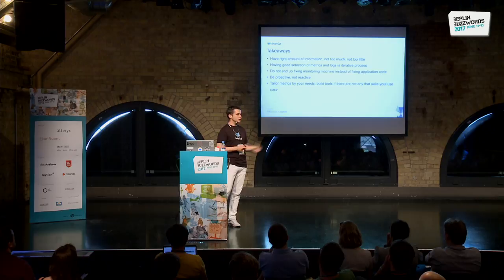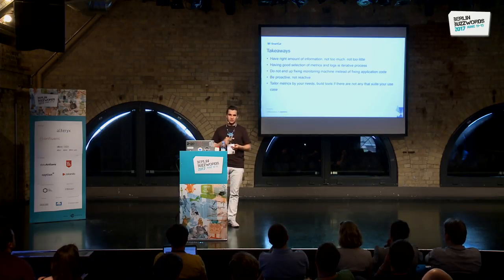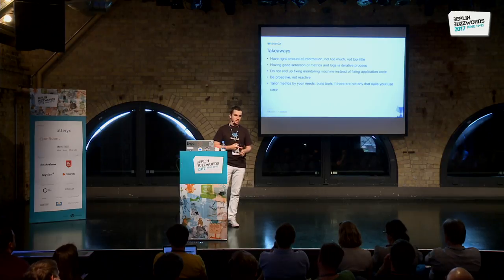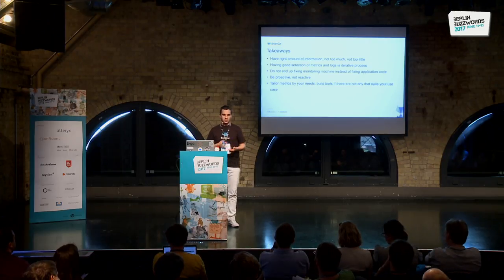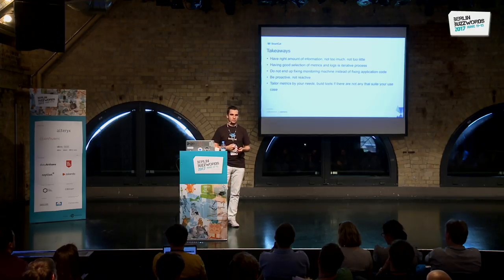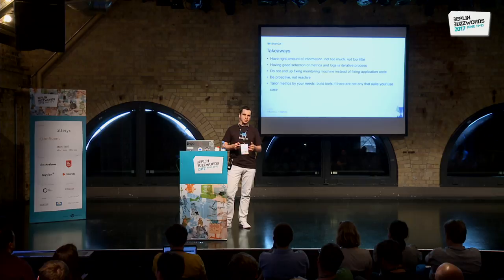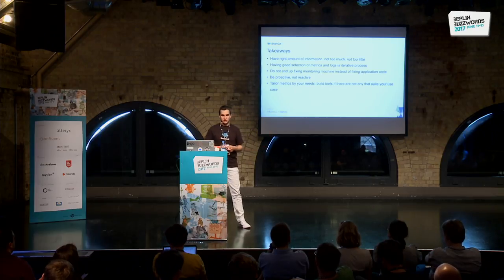Okay, and to conclude, I want to emphasize a couple of important things that I touched upon in this presentation. I emphasized this in the metrics stack, in the log stack, and in the alerting stack. You need to have the right amount of information. It's scary to have too much information, because this will be noise and you will ignore things. It's scary to have too little information, because you will not be able to explain a problematic situation. You need to have a good selection of metrics on your dashboards. You need to have a good selection of logs.